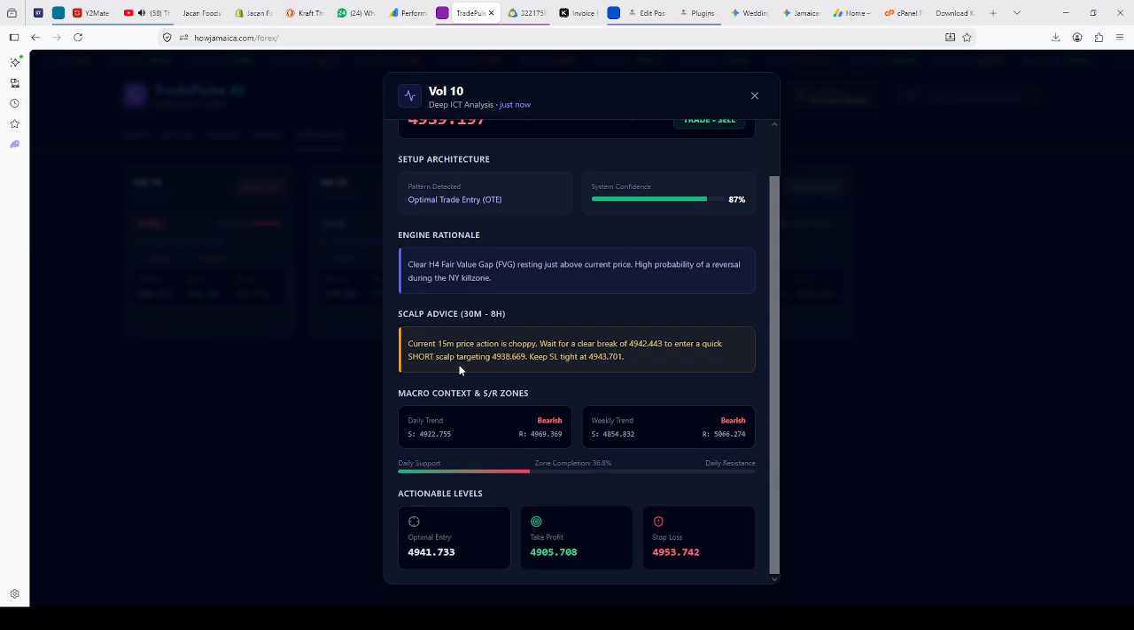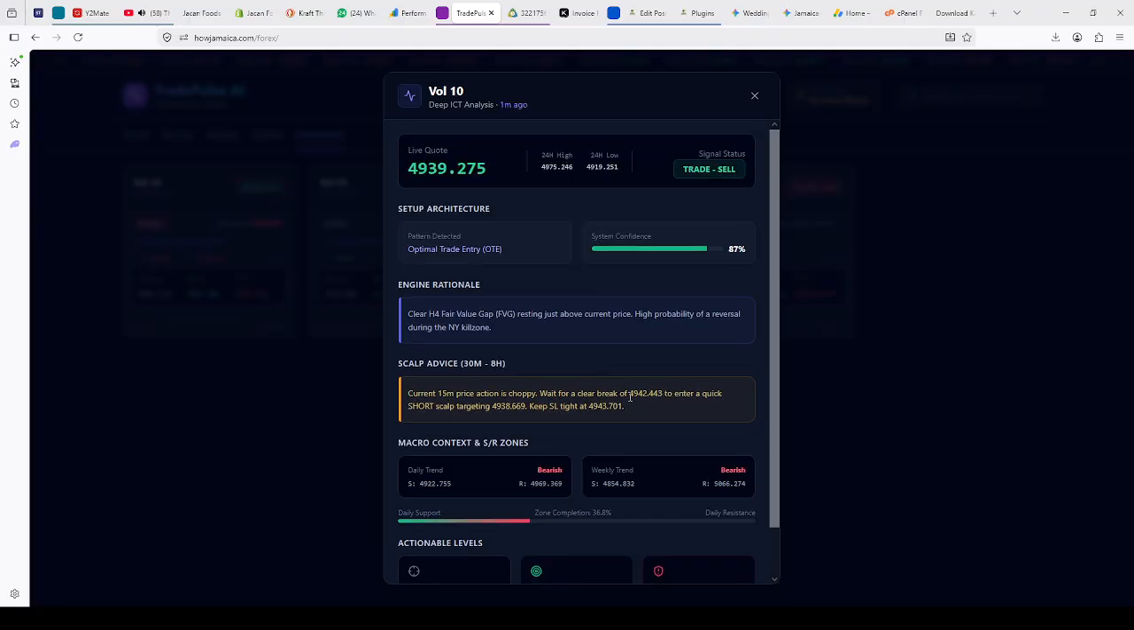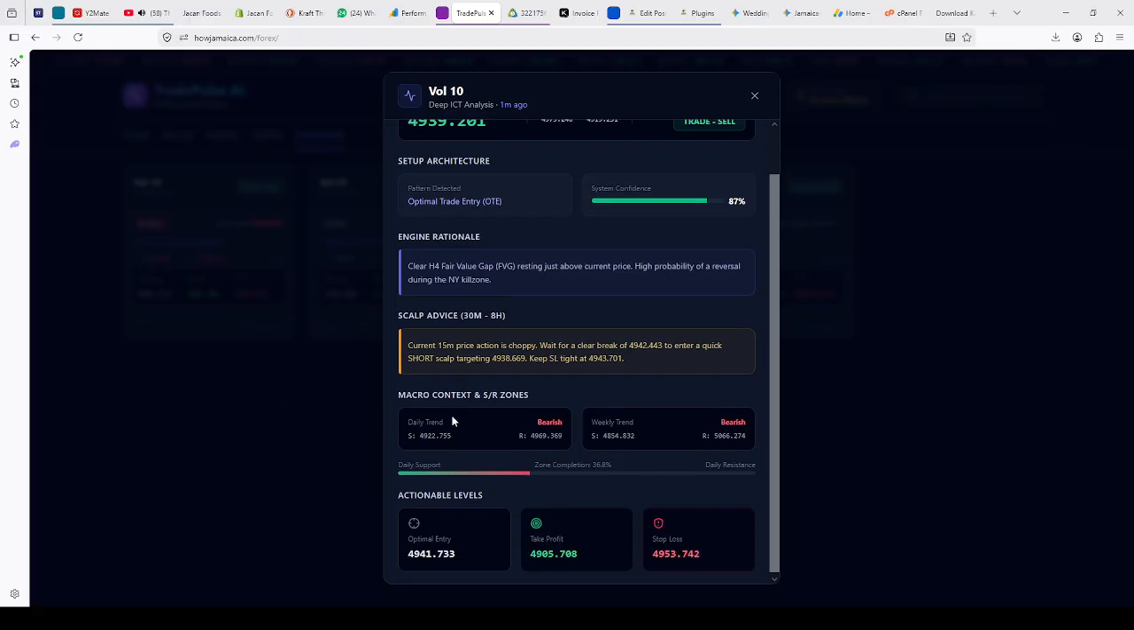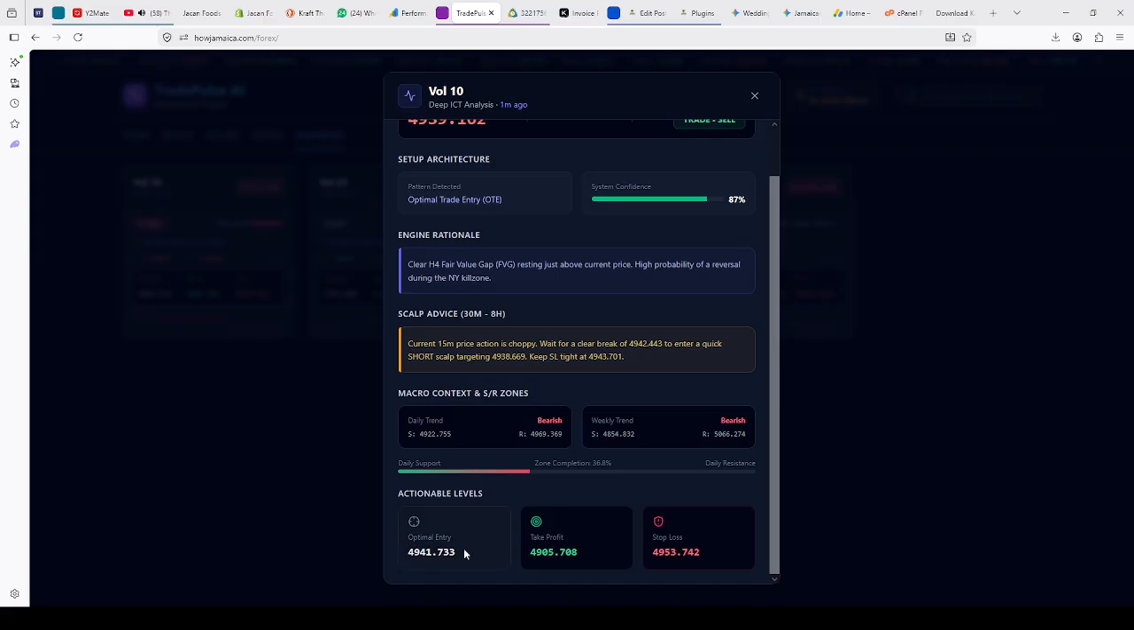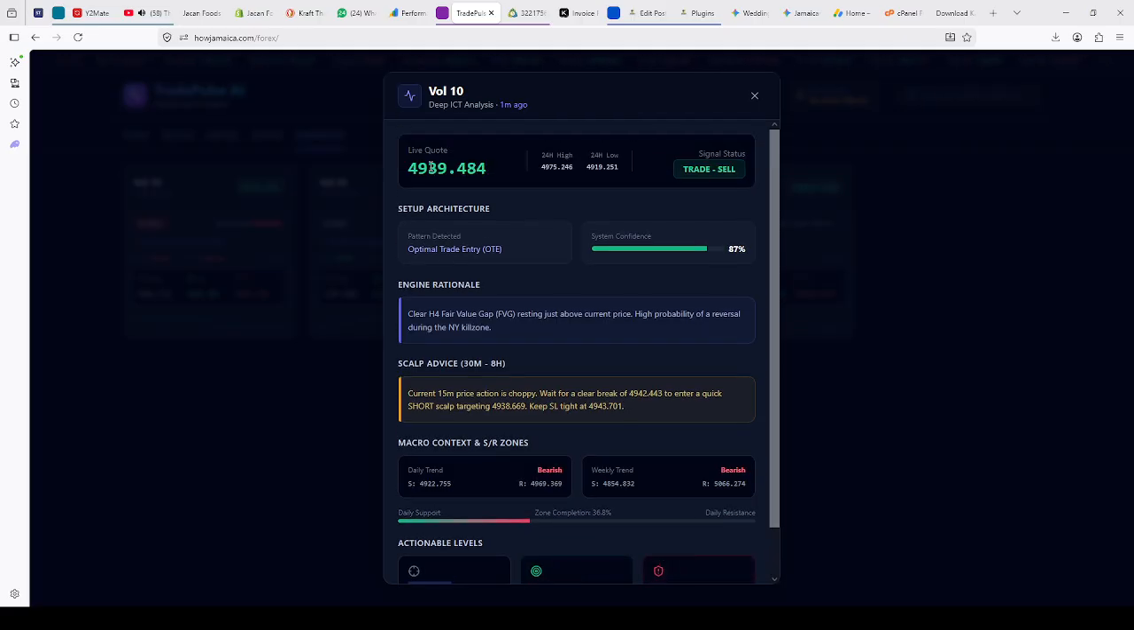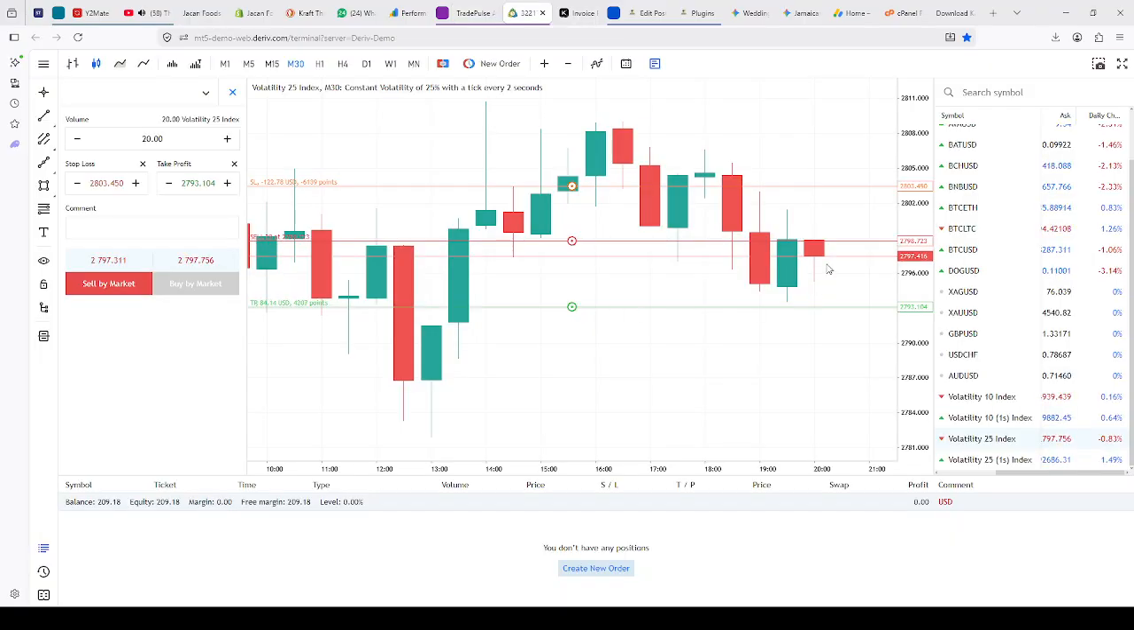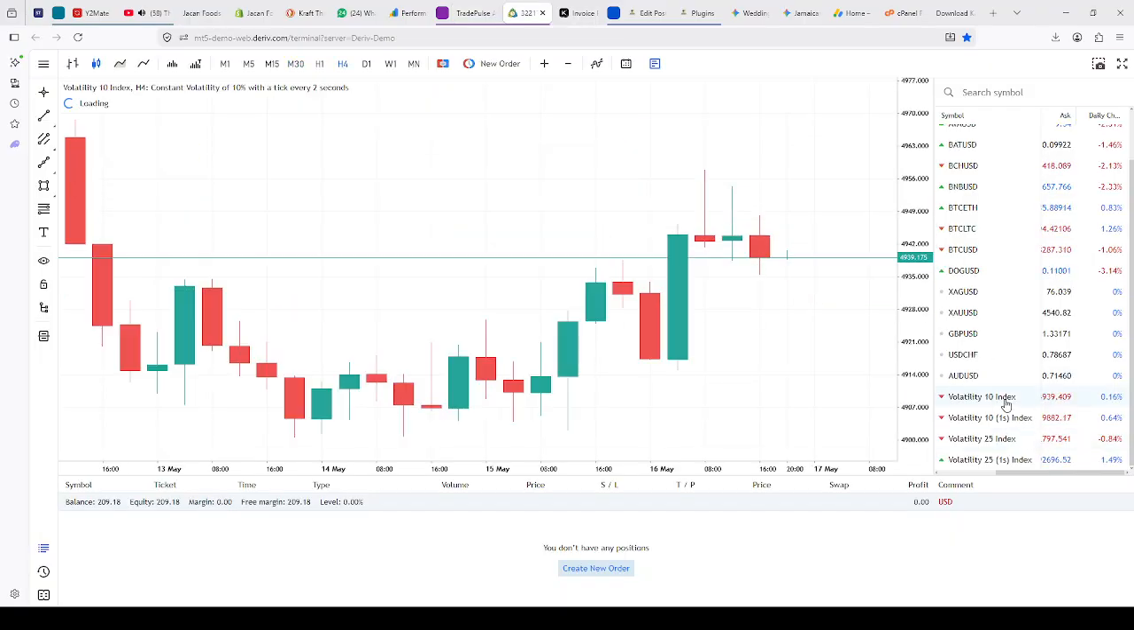So short term, we see this right here, it says wait for a clear break to 49.42 to enter a quick short. So that means the overall market is a short, right? As you can see here with the overall signal, it's a short, but it's saying it's going to consolidate for the short term. So if you come to V10, it's saying for the short term it's coming up here and then it's gonna sell off.